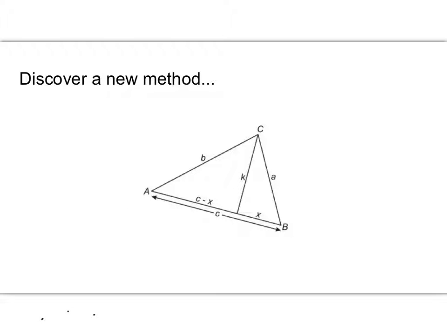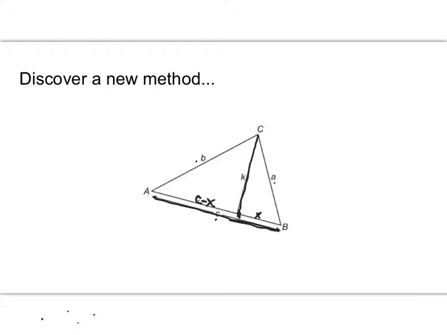So here I have triangle ABC, and all the sides across are labeled from their respective angles A, B, and C. And I have an altitude that drops down from angle C to side c, splitting up my triangle into two triangles and side c into two lengths. So this side we're going to call X, and because this whole side was c, but I'm not going to include this part, we're going to call this c minus x.